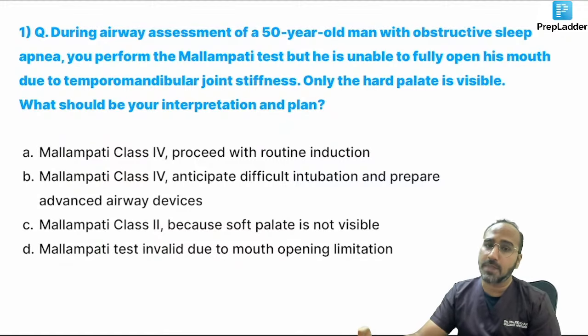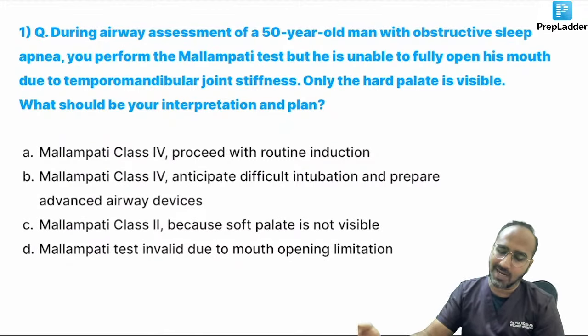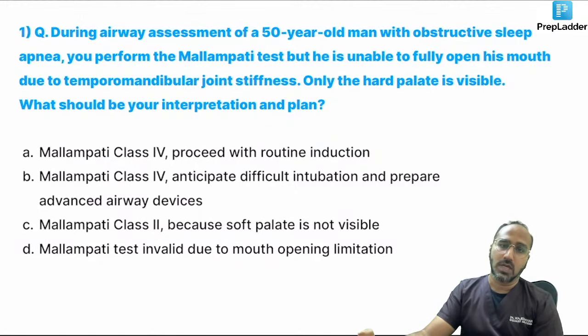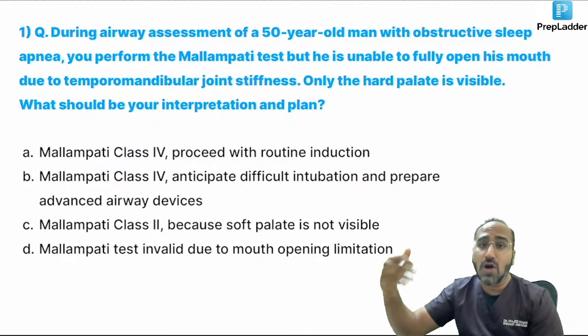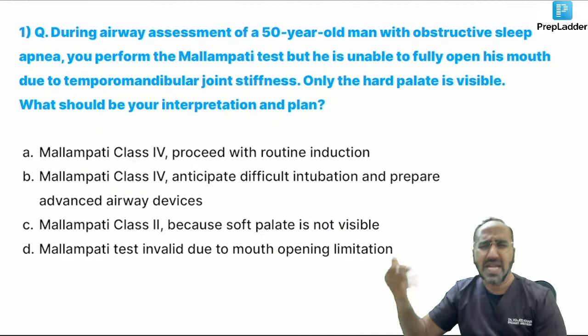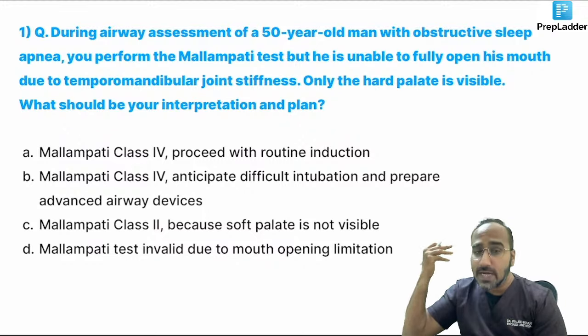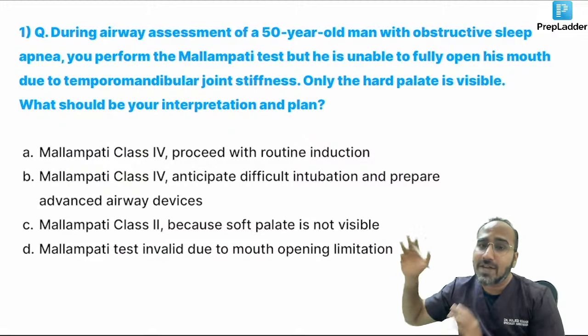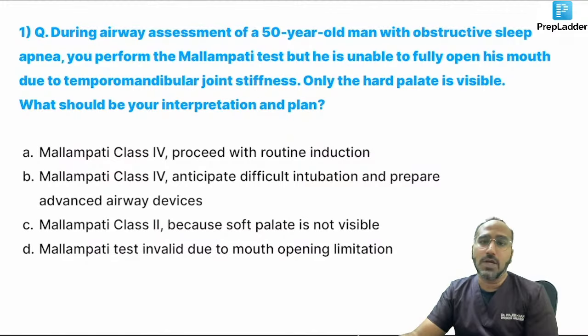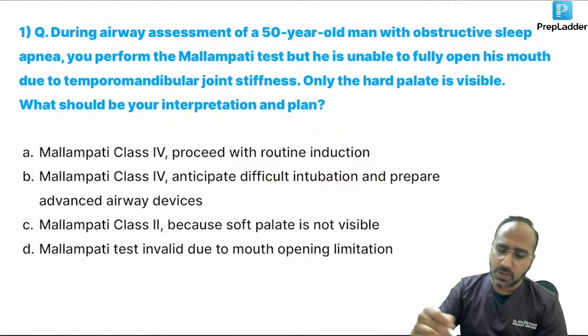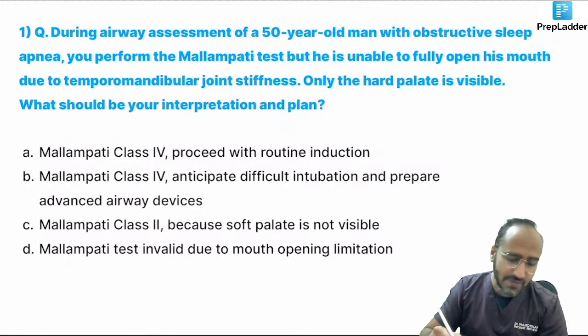But here, in 2 options, Mallampati class 4 is given: option A and option B. When you know the patient has Mallampati class 4, what is your plan? Will you go for a normal routine induction? Only a brainless person would go for a normal routine induction. Why? Because we have already anticipated a difficult airway. So you get the difficult airway trolley ready. You take a video laryngoscope, a bougie, everything, and keep it ready.